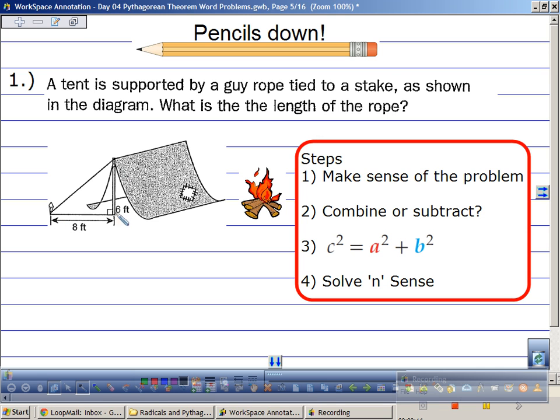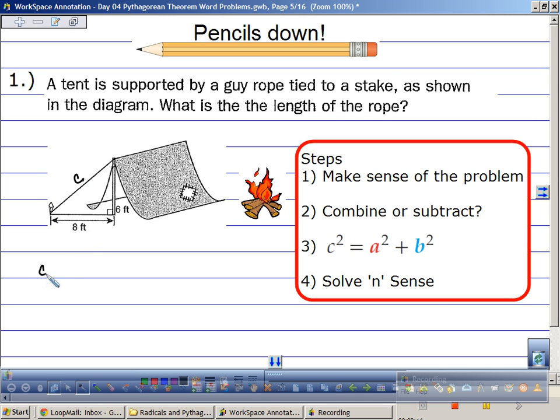So this is the pole right here. This is the rope, right? Or no, it's not even rope. It's just the distance away from the ground. And then here is the rope. So let's make sense of the problem first. What am I trying to find? I'm trying to find C. In order to find C, would I add or would I subtract?